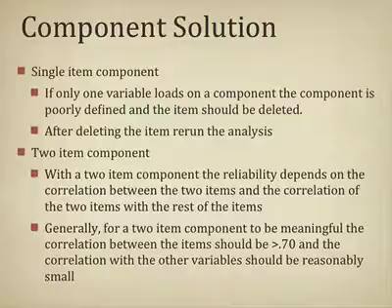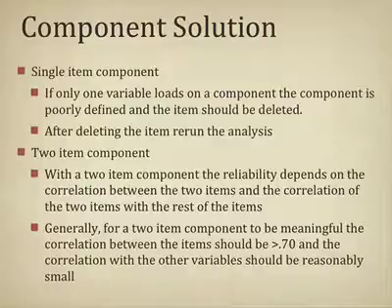Two item components are slightly better. With a two item component, the reliability depends on the correlation between the two items and the correlation between the items and the rest of the items. Generally, for a two item component to be meaningful, the correlation between the items should be greater than about 0.7. That's not black and white. That should be an approximation.